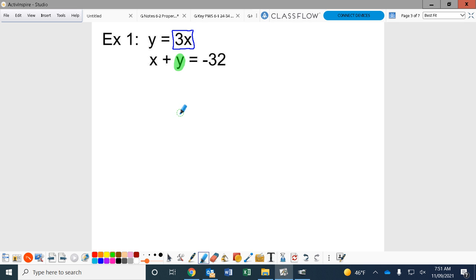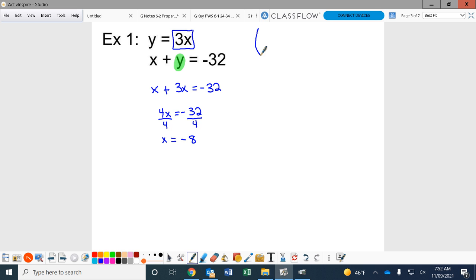So here is the y in the other equation. We are going to substitute in our value for y in that spot. Let's show you what that looks like. x plus, now instead of writing y, that y is going to go away, and we're going to replace it with what's in our box. So it's going to be 3x equals negative 32. Now, x plus 3x is going to give us a total of 4x. Remember, there's always a 1 in front of here, equals negative 32. We're going to divide both sides by 4, and x equals negative 8.